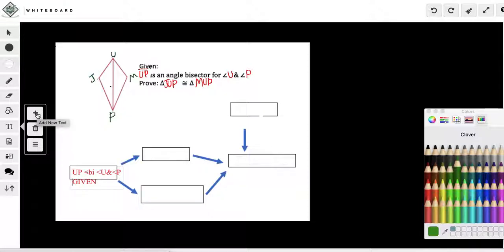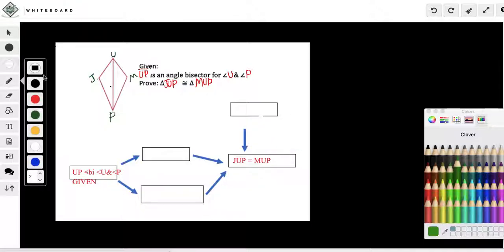And what I like to do is I'm going to go all the way to the end of what we need to prove. And I'm going to put it right here because that has to be my last step. Now, I don't have to put why yet, but I do want to put that this is my last step, that triangle JUP is going to be congruent to triangle MUP. Let's put our little triangle symbols in there. Triangle JUP is congruent to triangle MUP. Okay, so we don't have the reason for this yet, but that's okay. We don't need it quite yet, right?